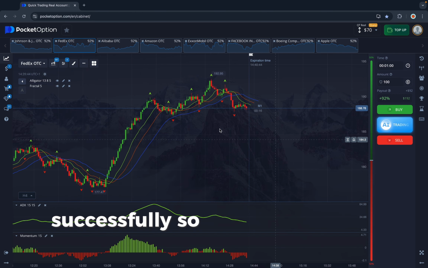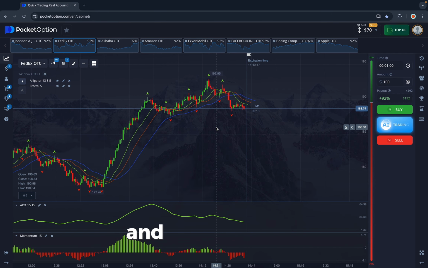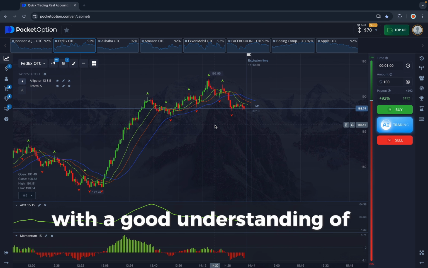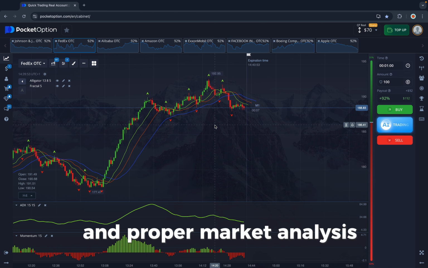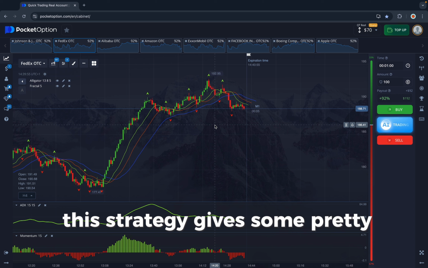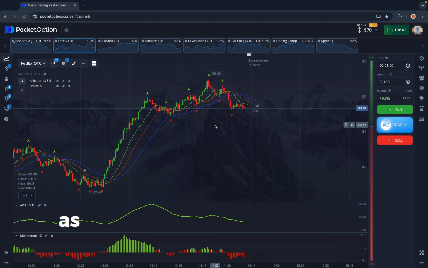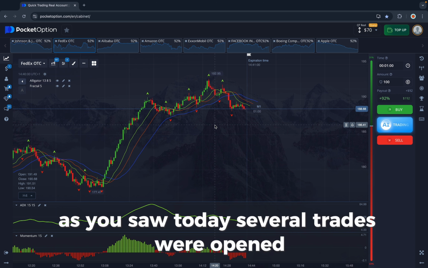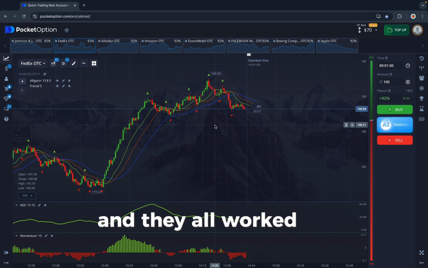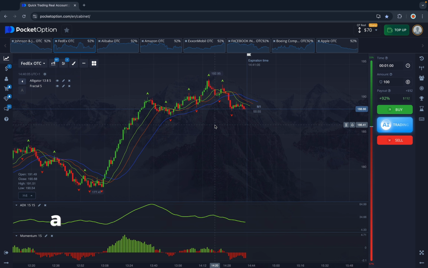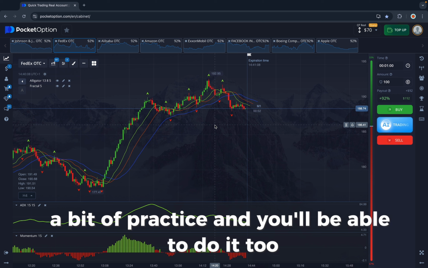So that's how today's trading went, and as you can see, with a good understanding of the indicators and proper market analysis, this strategy gives some pretty solid signals. As you saw today, several trades were opened following the same principles, and they all worked out flawlessly. A bit of practice, and you'll be able to do it too.